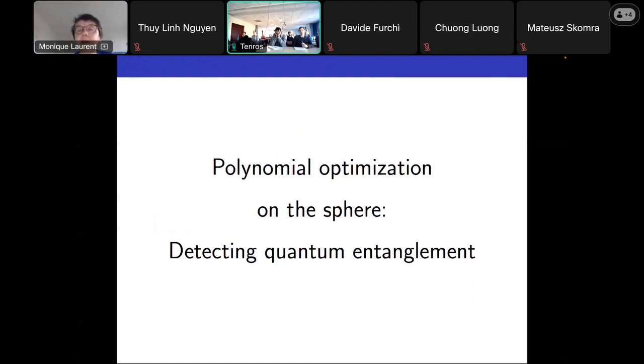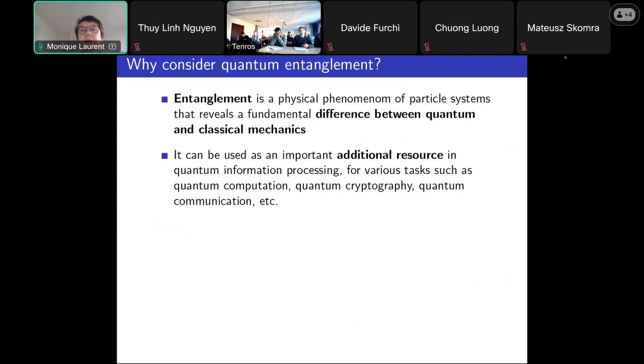Okay, very good. So then I move to an application of polynomial optimization on the sphere to detecting quantum entanglement. So first of all, what is entanglement? This is my two-cent introduction to quantum entanglement.